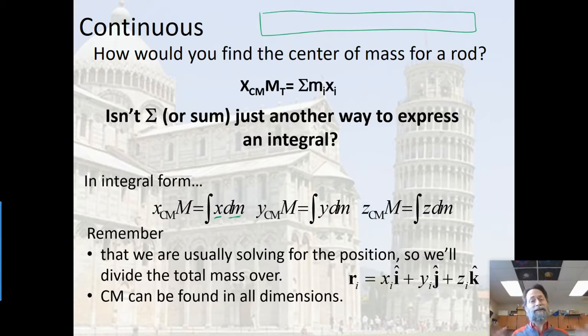If you haven't learned anything yet, one of the things you should remember is that in each dimension we have a different problem. Remember that we're usually solving for the position, so we'll divide by the total mass for each of those different ones. And then the center of mass can be found in all of the dimensions. We can talk about this in terms of i, j, and k, which is typically our x, y, and z for what we're dealing with.